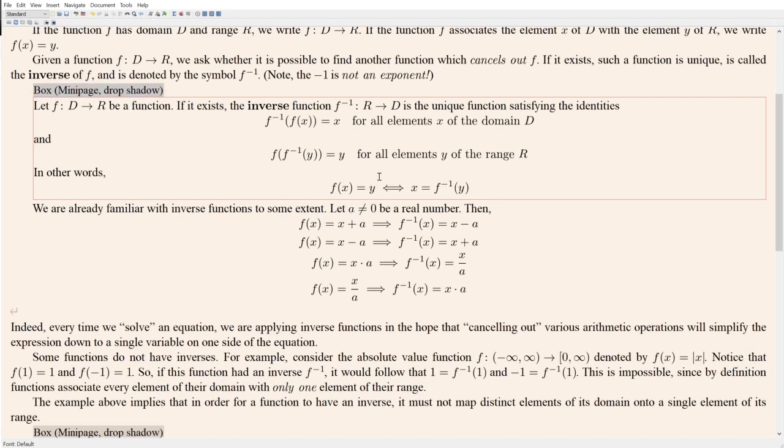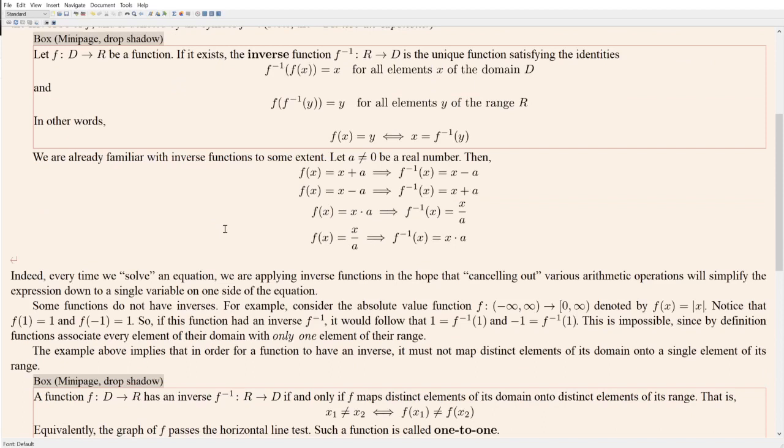Another way of writing this is to say that the statement f of x equals y is equivalent to the statement f inverse of y equals x, right? These two sentences are equivalent to each other. So that's another way of defining the inverse, but it's equivalent to saying that these two identities have to be satisfied.